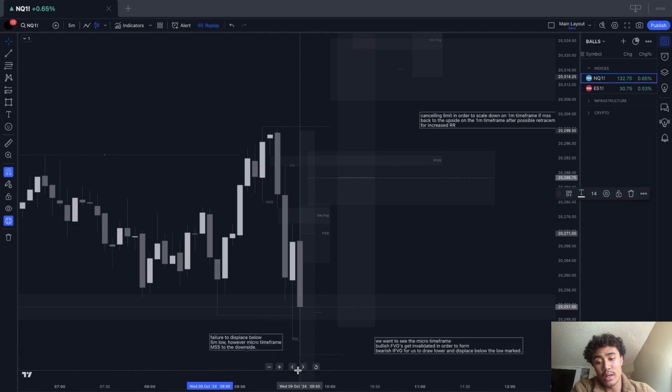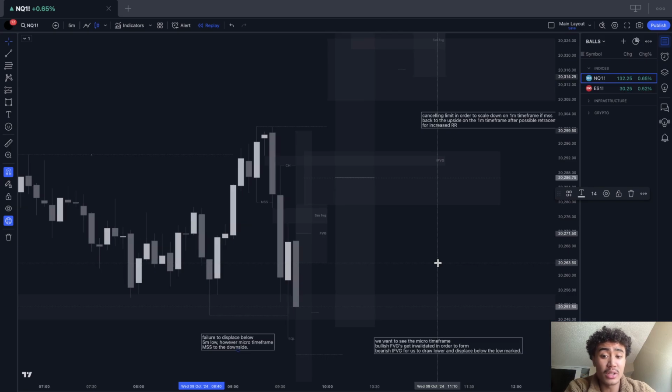During that, I did not have a time lapse, but I wrote failure to displace low on the 5-minute. However, micro time frame market structure shift to the downside. So I was still acknowledging that we are bearish, but I also mentioned that we failed to displace lower, showcasing we don't really have reason to continue lower as of right now until we start displacing below this 5-minute and 15-minute low, which we just failed to do.